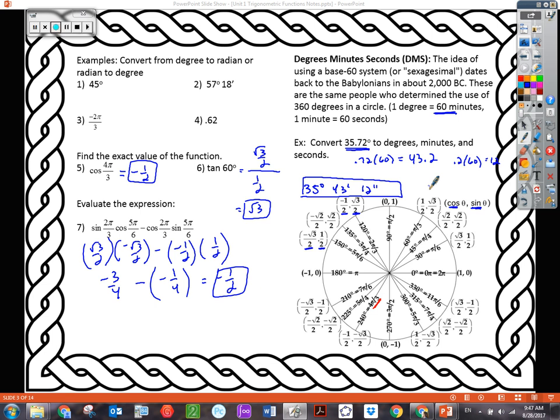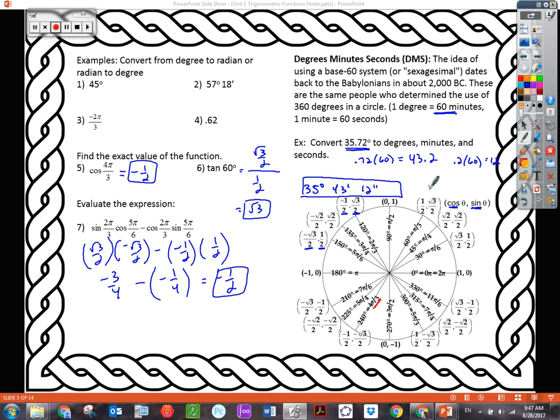Okay? So yes, you would be able to use a calculator to multiply it out, but I'm going to want to see the steps. I don't want you to just use the DMS button. All right, so questions on this? We okay?